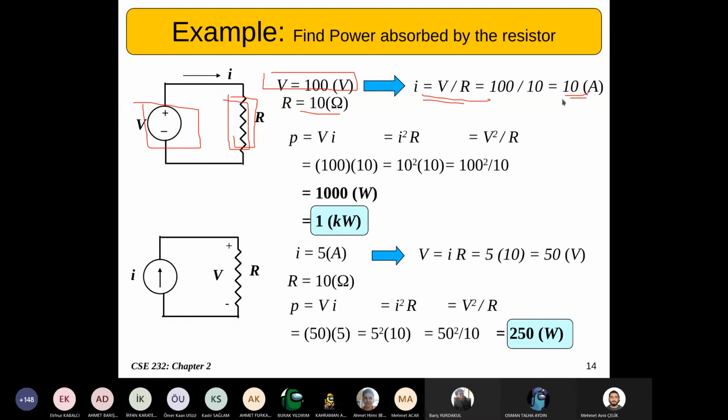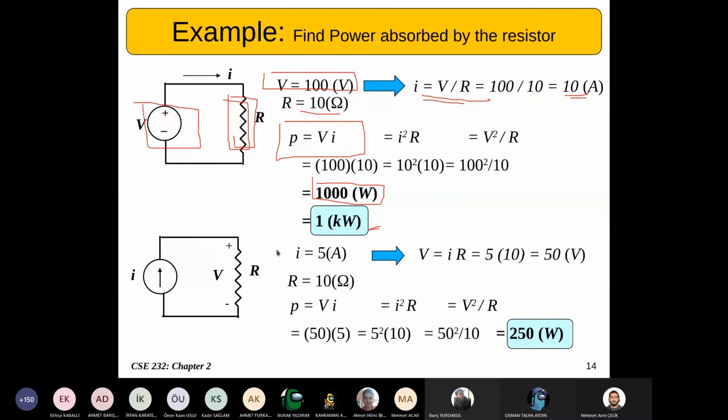By the way, 10 amps is a huge value. Don't try to grab a wire that 10 amps is passing through. Okay, the power used by the resistor, or in this case generated by the voltage source, will be V times I, or I squared times R, or V squared divided by R, which is 1 kilowatt, that is 1000 watts.